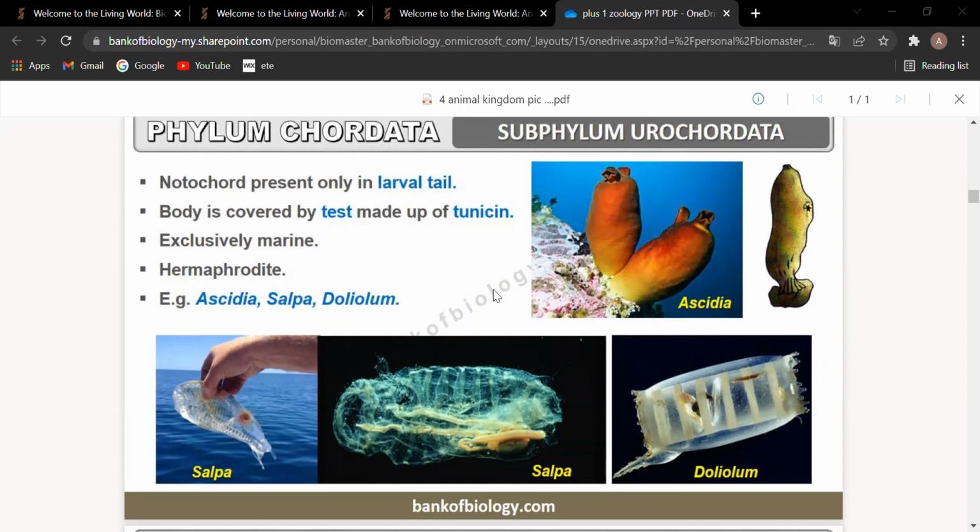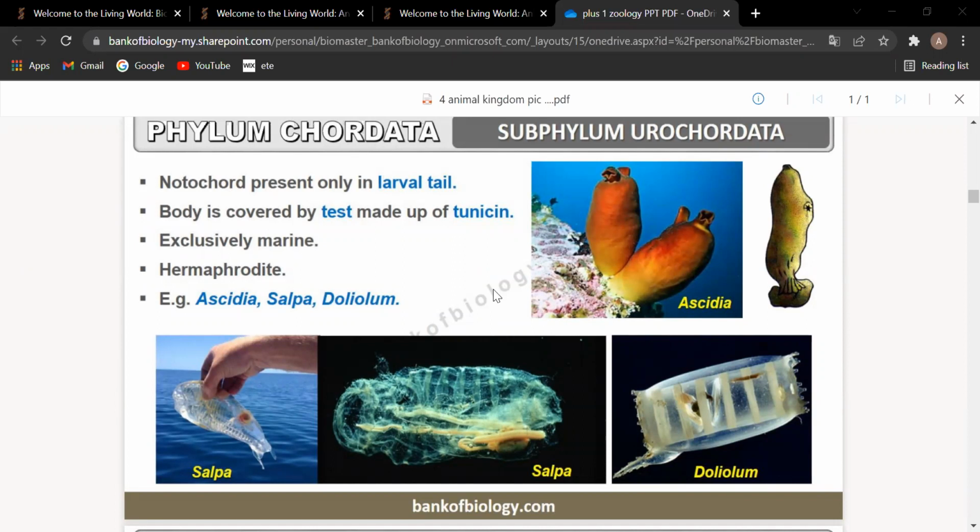Body is covered by test made up of tunicin. Test means outer covering. Here, what is the meaning of the word test? Outer covering. And it is made up of tunicin. So the name of the protein which is going to make up the outer covering of the body is going to be called tunicin. Exclusively marine, and they are hermaphrodites. That means the male and the female sex organs are going to be present in the same animal. For example, Ascidia, Salpa, Doliolum, all belong to Urochordates.